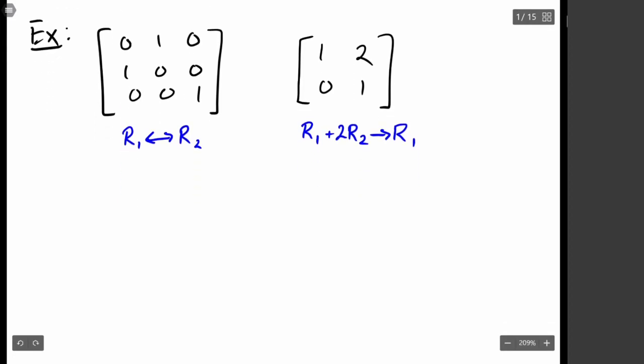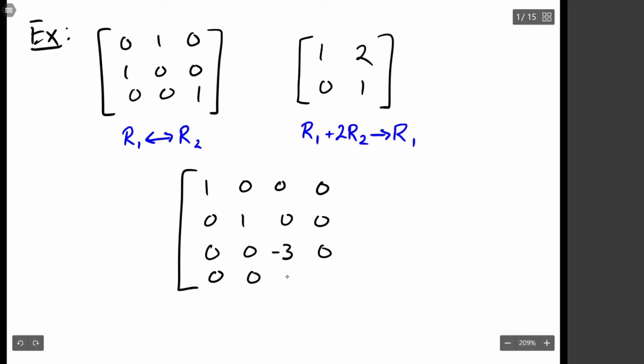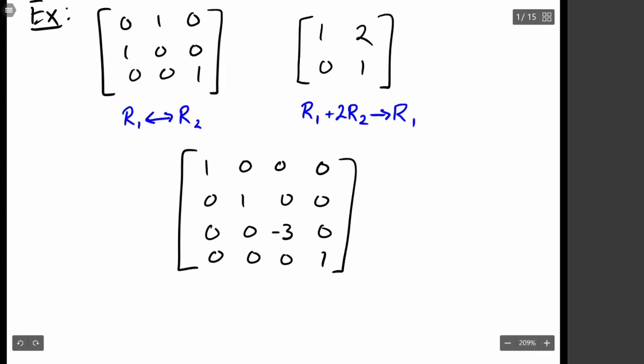And let's see, what's the other one we haven't done yet? Yes. Let's write down a 4 by 4 one. 1, 0, 0, 0, 0, 1, 0, 0, 0, 0, minus 3, 0, 0, 0, 0, 1. What did we do here? We took row 3 and we multiplied it by negative 3. So these are the 3 ways we can build an elementary matrix.